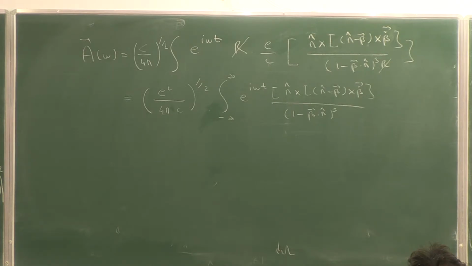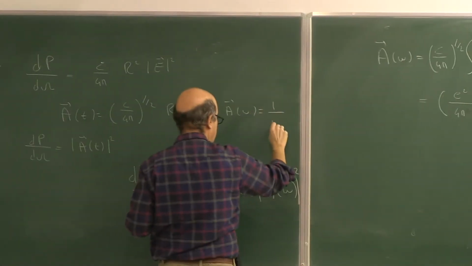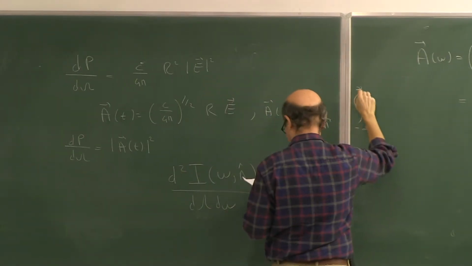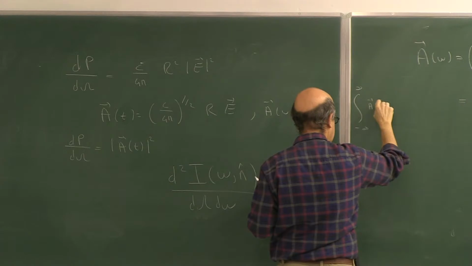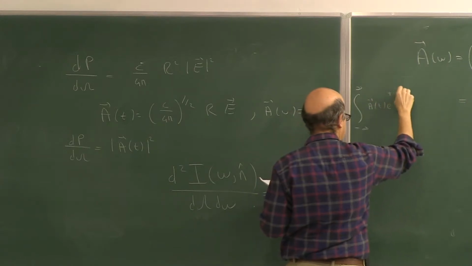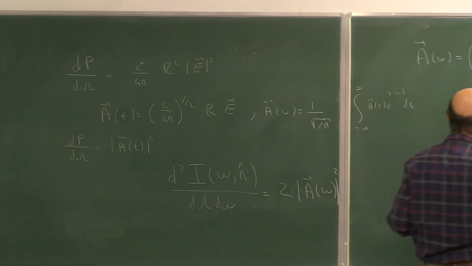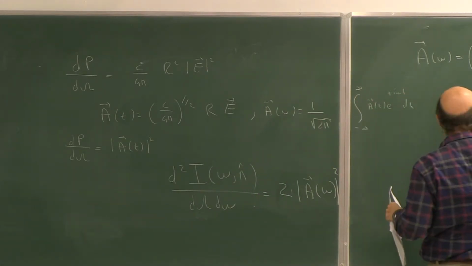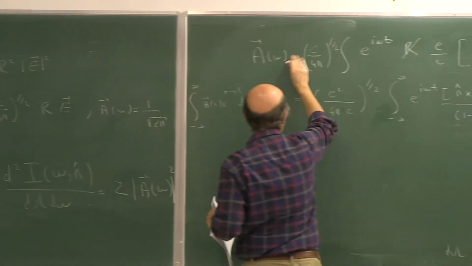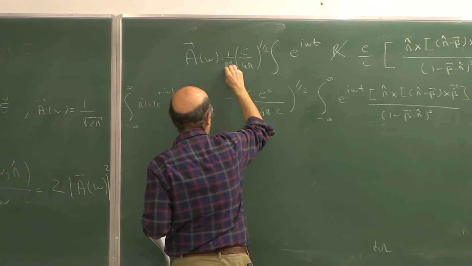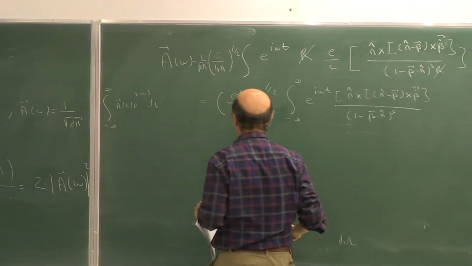Fourier transform has the what? A of omega is 1 over square root of 2 pi, integral from minus infinity to plus infinity of a of t e to the plus I omega t dt. So we have 1 over 2 pi. So if you have square root of 1 over 2 pi, this term, then you will have what?